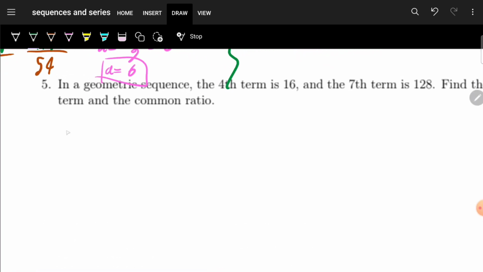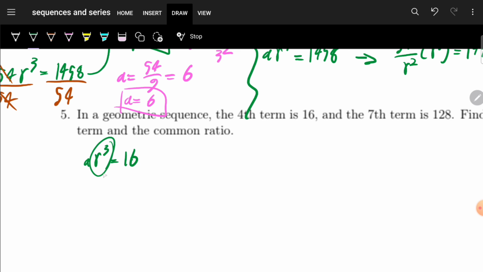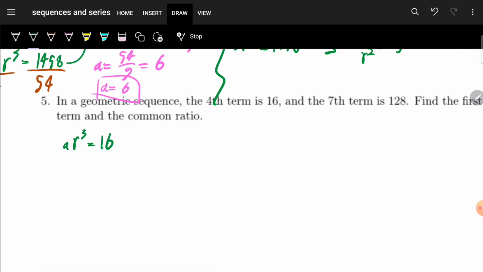The fourth term is 16, so that means ar to the 3 will be equal to 16. Because remember, the power of r is always 1 less than the term number. So if we want the fourth term, we write ar cubed. And the seventh term is 128, so ar to the 6 is 128. Same drill. We'll solve the equations by first solving for a in the first one and then plugging it into the second one. So a is equal to 16 over r cubed here.